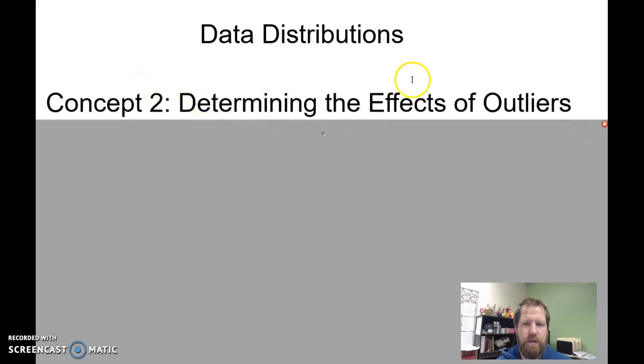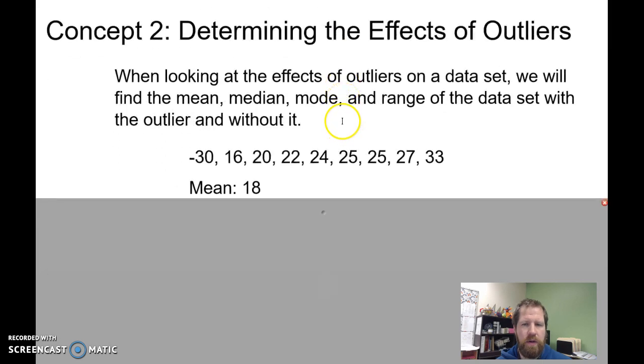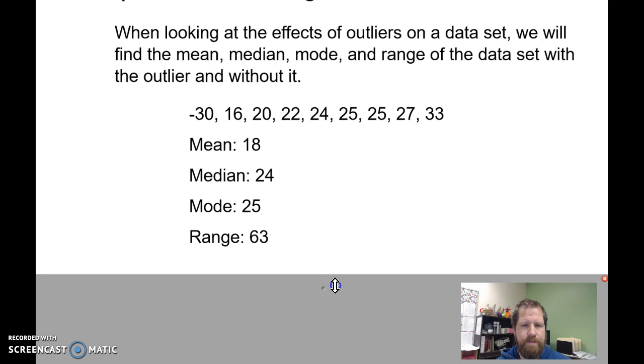Concept 2, determining the effects of outliers. When we're looking at the effects of an outlier on a data set, we are going to find our mean, median, mode, and range for that data set with the outlier, and then we're going to look at the data set without the outlier and compare that data set's mean, median, mode, and range to our original.